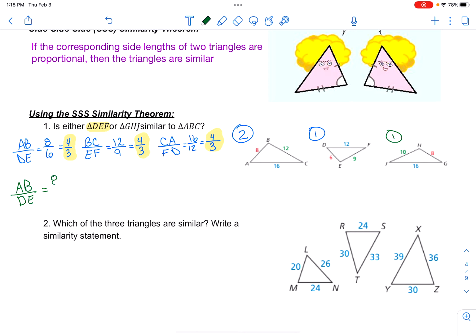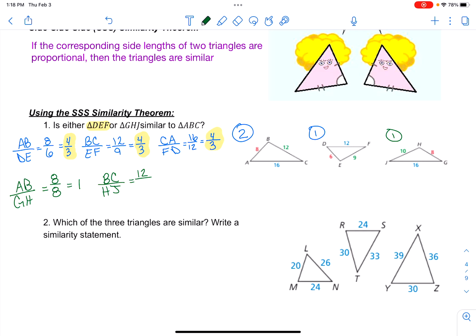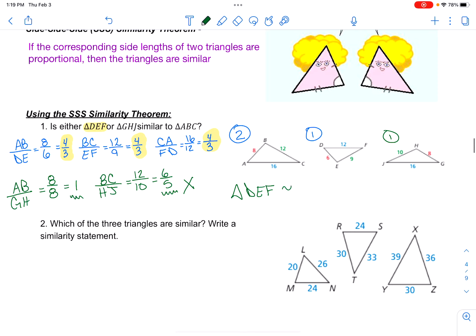The next side we look at is BC. BC lines up with HJ. BC is 12 and HJ is 10. So already looking at this, even before we simplify this fraction, we know that 1 and 6/5 or 12/10 are not the same. So our sides do not have a similar proportion, which means that the only similarity statement we have here is that DEF is similar to ABC.